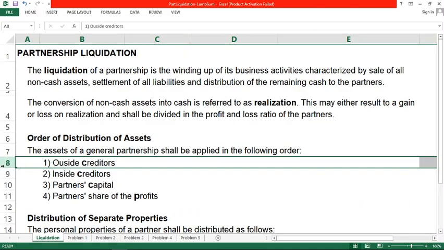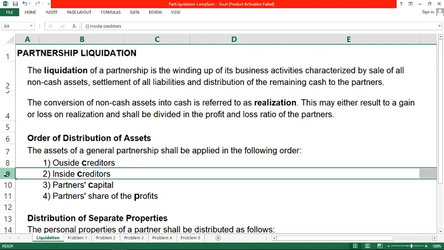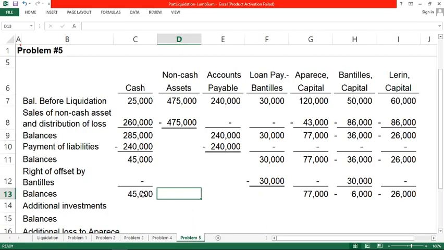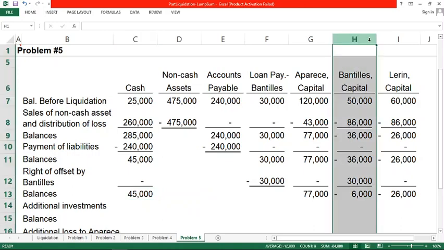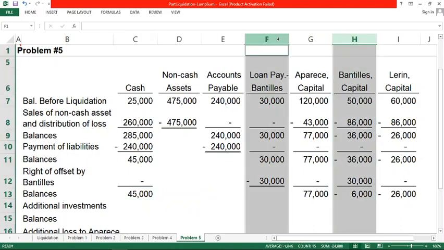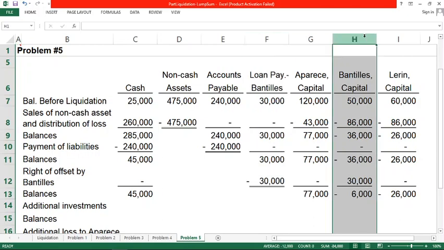First, binayaran natin si outside creditor. Next, binayaran natin si inside creditor but hindi natin binayaran ng cash. Instead, dahil negative yung capital balance niya, in-offset natin siya. But what if, ma'am, hindi po negative si Bantillas tapos may utang tayong 30? We are going to give Bantillas cash of 30,000. Clear po ba tayo doon?